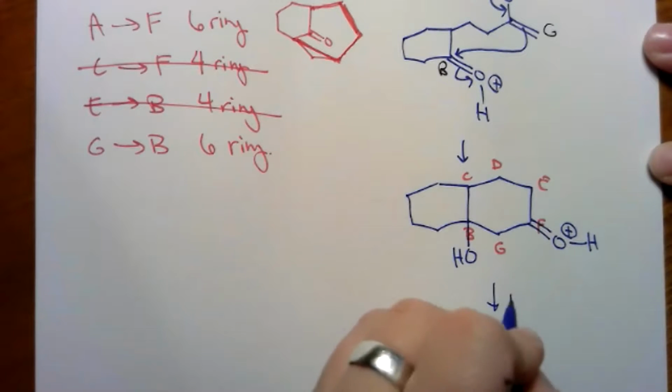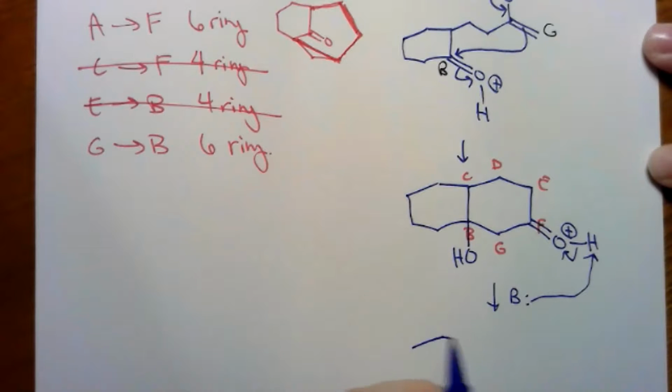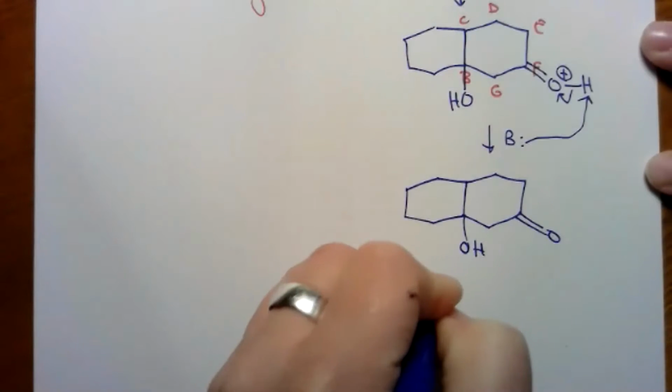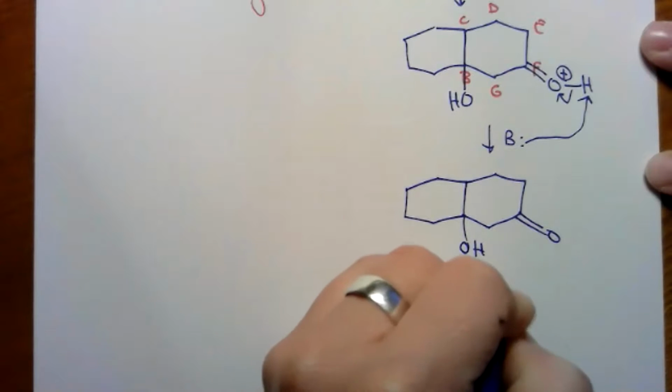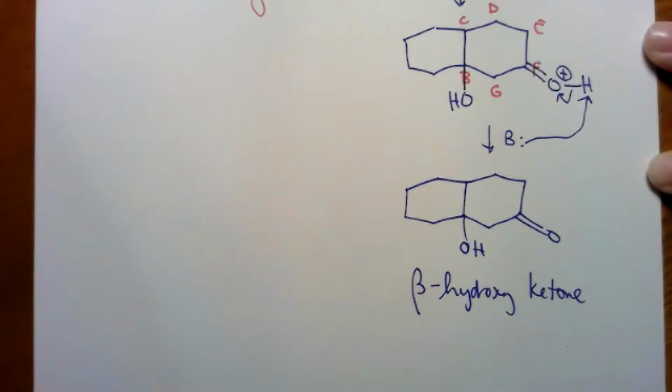Some base in solution. Let's clean up this positively charged thing first to get me here. This is my beta hydroxy aldehyde, except it's a ketone. This is a typical aldol product. However, when you run an aldol in acid, it should always dehydrate.